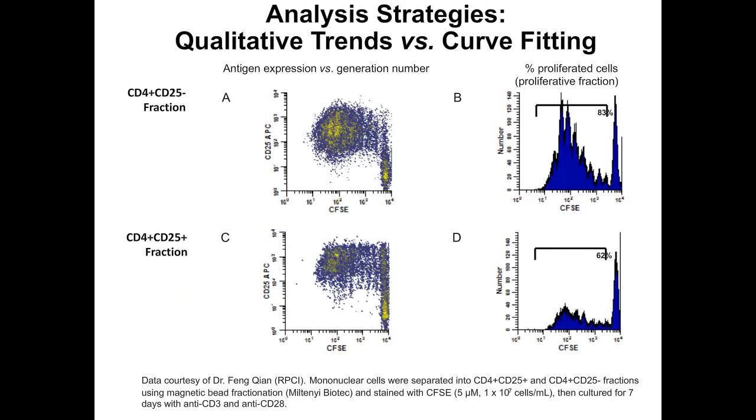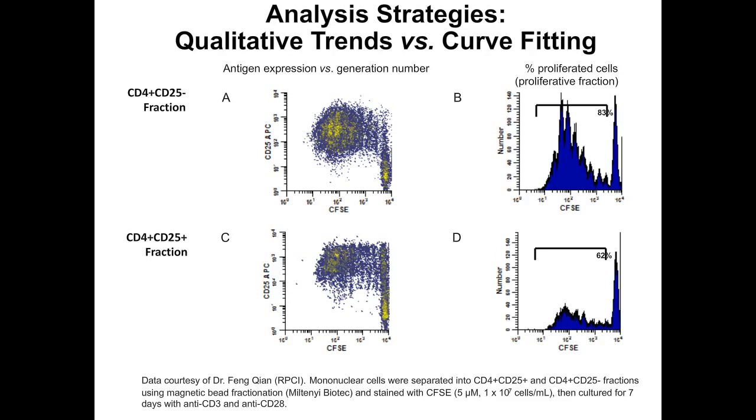In terms of the way you would analyze this, there's a variety of ways. This is an experiment that was done at Roswell by Fong Quan, and what Fong did was to extract CD25 positive and negative cell fractions from CD4 T cells, and then he stimulated them with anti-CD3 and anti-CD28. In this case, he cultured them for 7 days. These were stained up with CFSE, and you can see in the upper left-hand graph, figure A, that at generation 0, the cells are brightly stained, and then as they divide, the fluorescence intensity decreases.